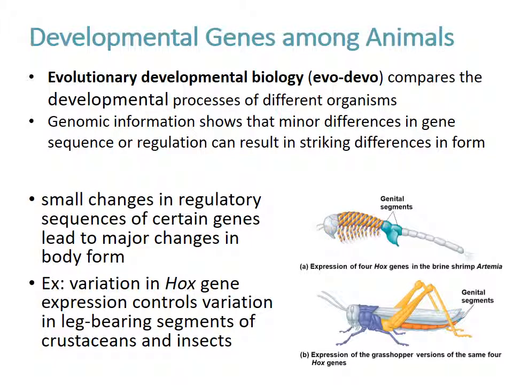We can also use genes to look at developmental biology. So evolutionary developmental biology looks at developmental processes of different organisms, and genomic information shows us that a minor difference in a gene sequence or gene regulation or gene expression can result in a striking difference in form. So small changes in regulatory sequences of genes can lead to major changes in body form. In particular, the Hox gene is really important with this.